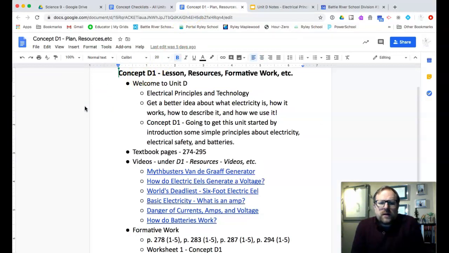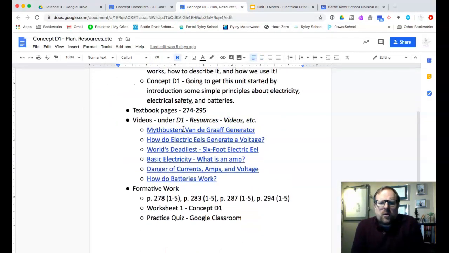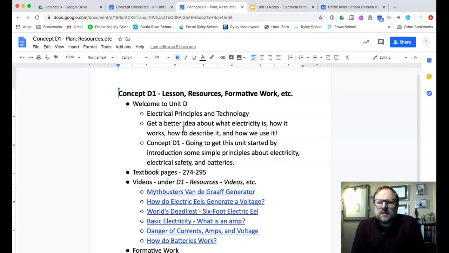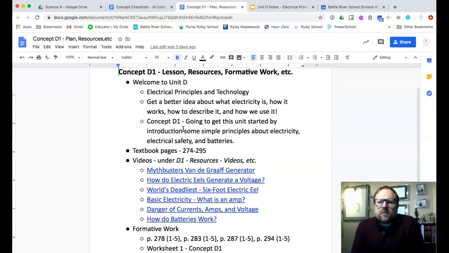What I wanted to do is just quickly outline this breakdown that I'll put into the Google Classroom under the lesson material for you guys in Unit D. And it just basically talks about what I've just gone through. So we'll get a better idea about what electricity is, how it works, how to describe it, how to use it, how to make it, how to use it to make other forms of energy, those kinds of things. As always, there's pages in your textbook that you guys can use to go through. So concept D1, which is what we're covering today, will be pages 274 through 295.